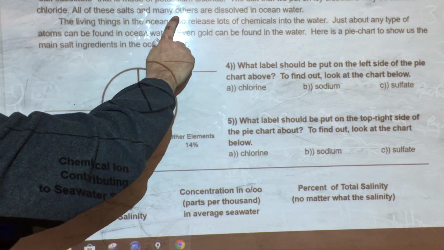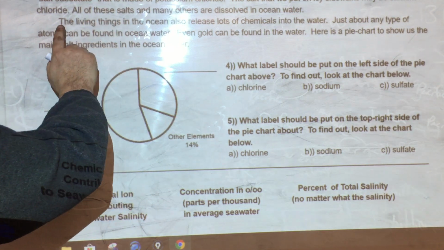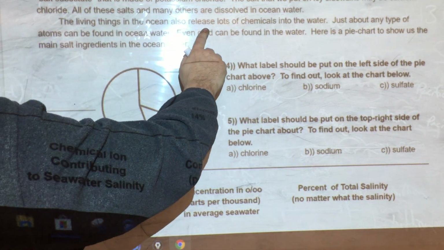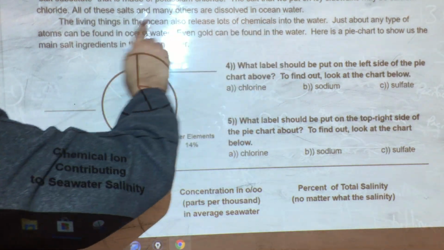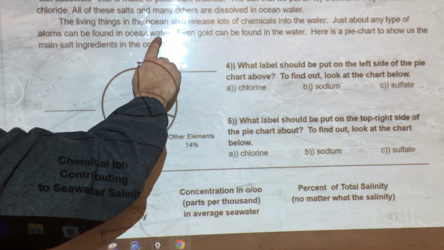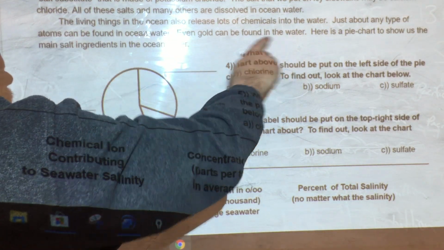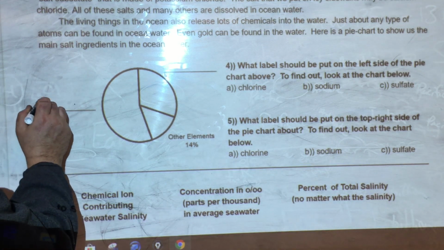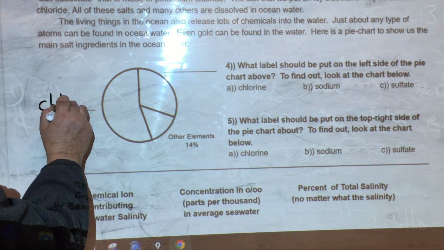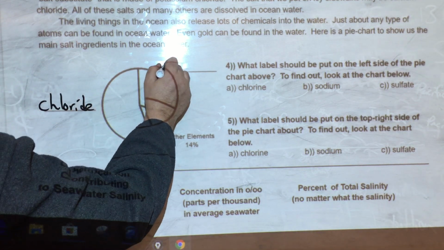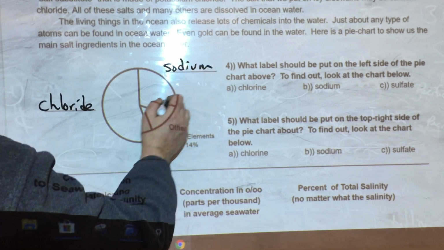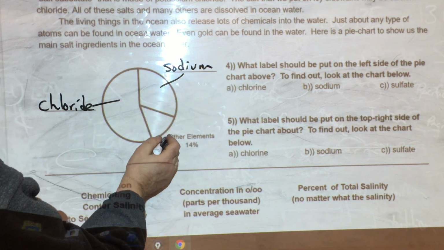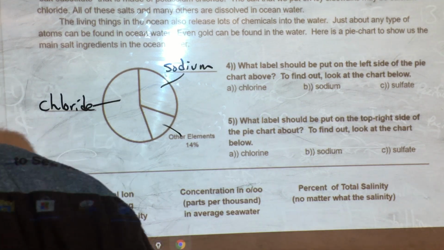All of these salts and many others are dissolved in ocean water. The living things in the ocean also release lots of chemicals into the water. Just about any type of atoms can be found in ocean water. Even gold can be found in the water. Here's a pie chart to show us the main ingredients of ocean water. Okay, so we have chloride is the biggest, and sodium is second, and then other elements are the 14%.